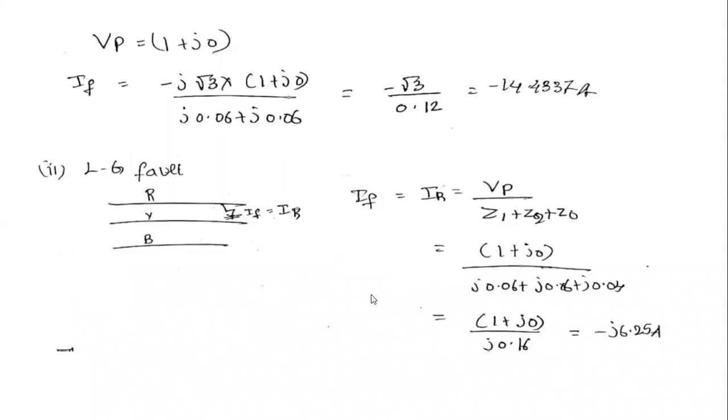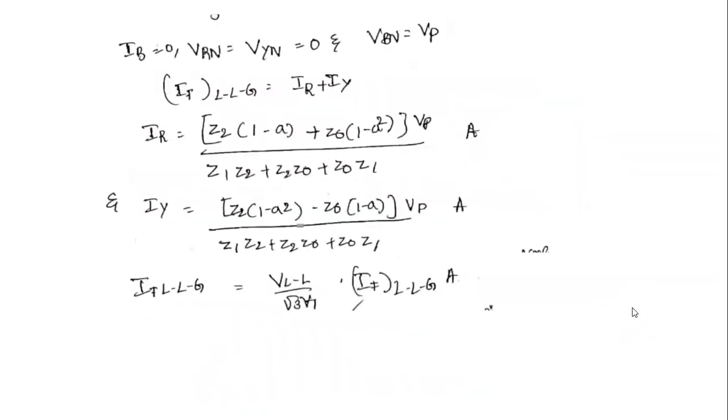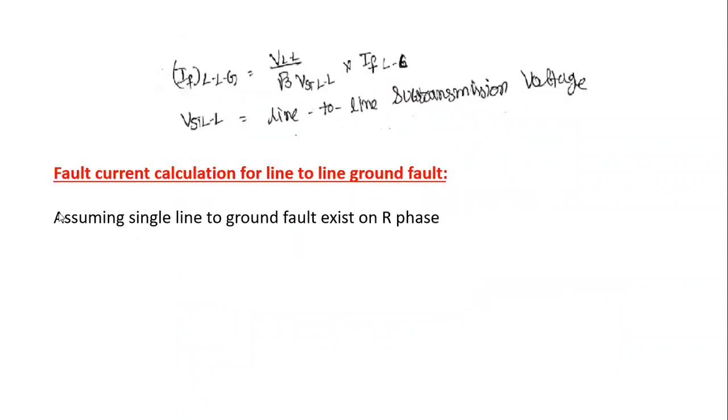And if the fault is a line to ground fault, remember that formula: IF is equal to IR is equal to V phase by Z1 plus Z2 plus Z0, where VP is the phase voltage, Z1 is the positive sequence impedance, Z2 is the negative sequence impedance and Z0 is the zero sequence impedance. This is the fault current calculation for line to ground and also double line to ground faults.